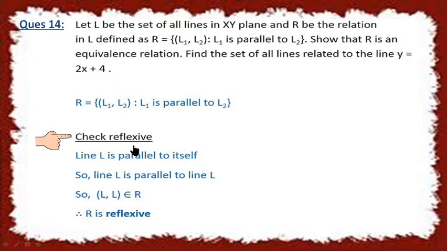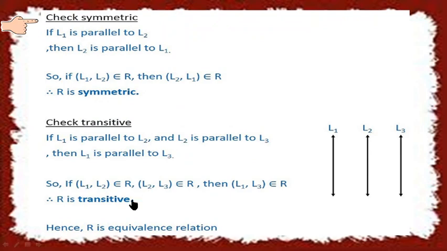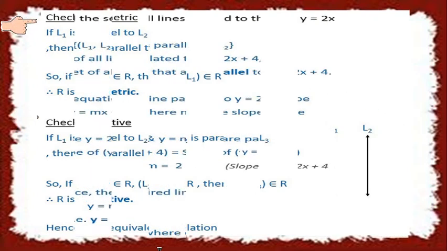So let's talk about reflexive relation. We know that every line is parallel to itself. So (L, L) belongs to R and this is a reflexive relation. Now symmetric: if L1 is parallel to L2 then definitely L2 is also parallel to L1. So this is symmetric. Now let's talk about transitive. You can even see in the figure, if L1 is parallel to L2 and L2 is parallel to L3 then definitely L1 is parallel to L3. So this is transitive as well and the relation is equivalence.